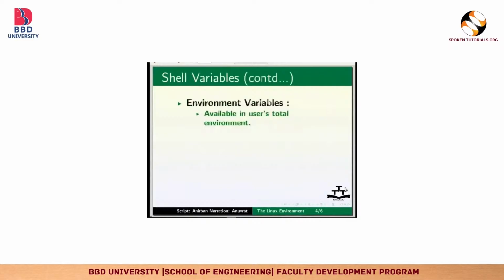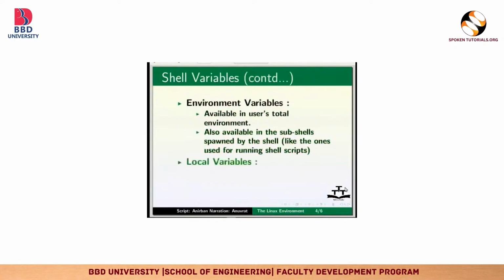Environment variables, named so because they are available entirely in the user's total environment. These are also available in the subshells spawned by the shell, like the ones for running shell scripts. Local variables, as the name suggests, have a more restricted or limited availability. These are not available in the subshells spawned by the shell. While in this tutorial we will mainly talk about environment variables, let us first see how the value of these shell variables can be seen.